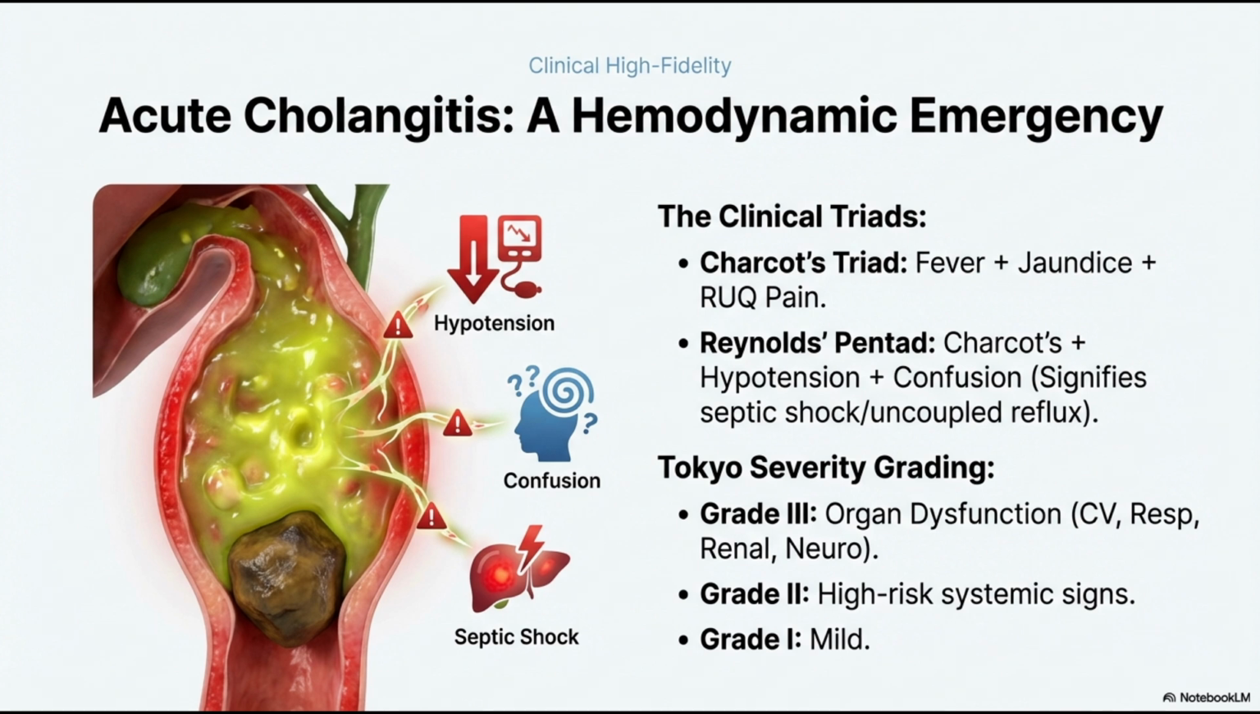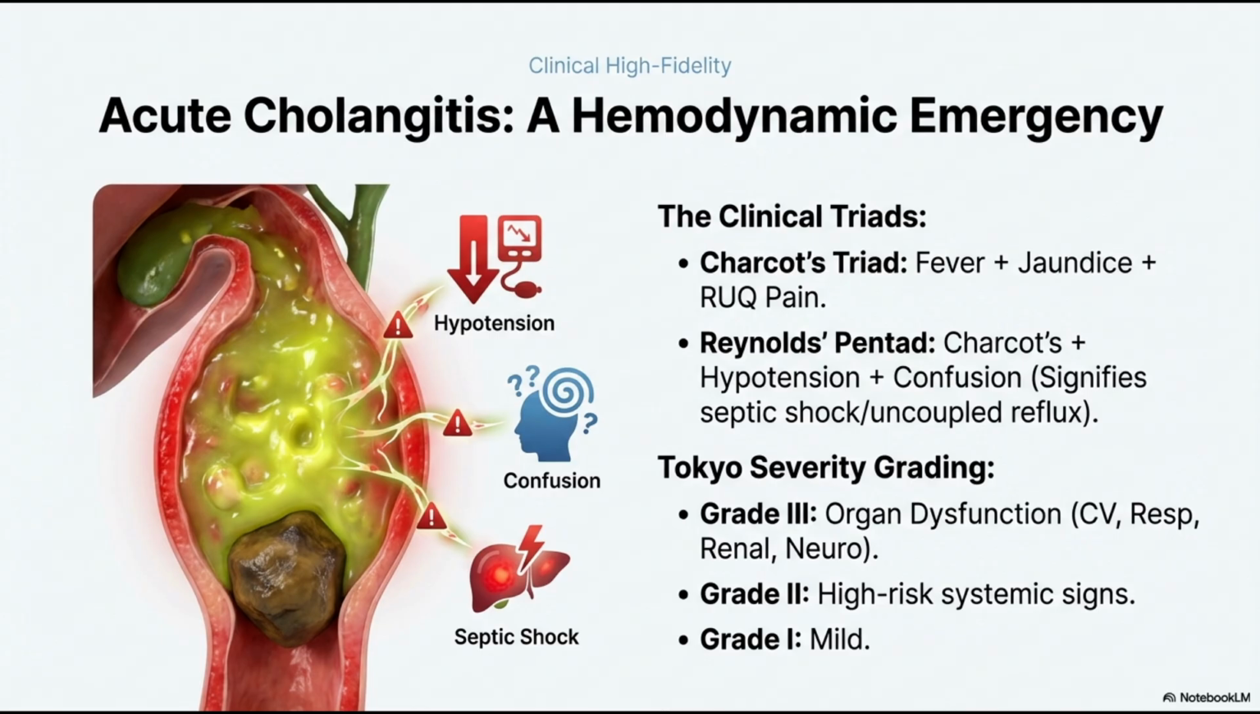Okay, grade 2, moderate. No organ failure yet, but they look sick. You see 2 or more of these high-risk signs: WBC greater than 12,000, a high fever over 39 Celsius, age over 75, or a low albumin. So they're teetering on the edge. Exactly. These patients have high-risk signs, and the action for them is early decompression. You have a little more time, but don't sit on it.